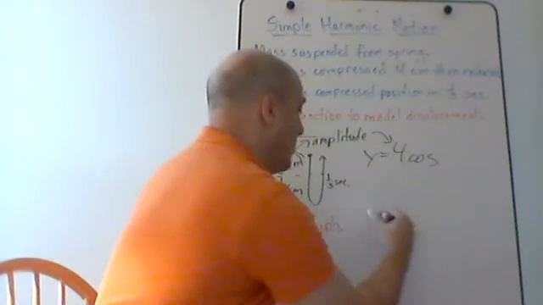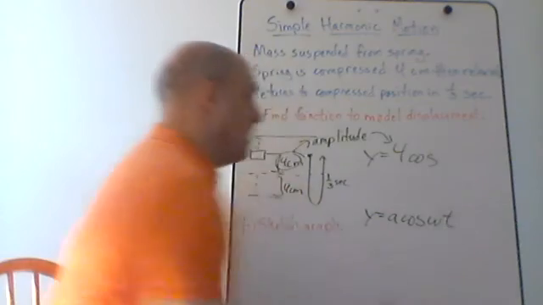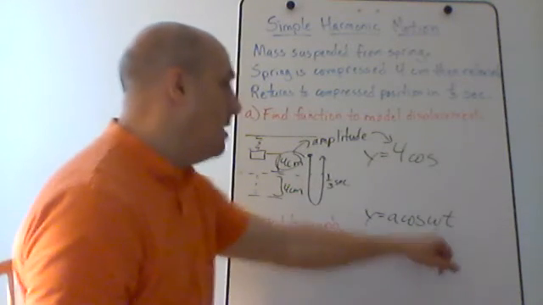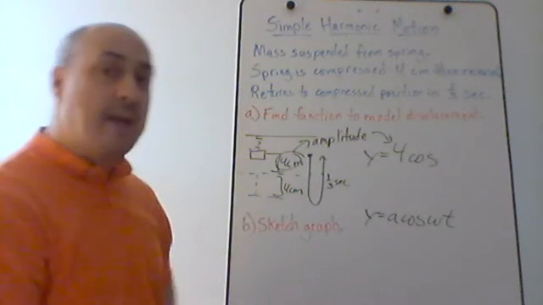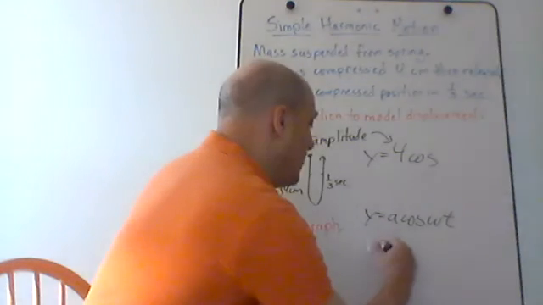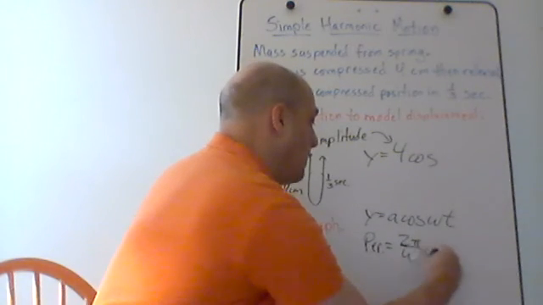Maybe I should put up the actual formula here. It's y equals A cosine omega t. The A is our amplitude, which we just talked about, that's our 4, and then we have to put in an omega here. Remember, the omega comes from the period of my function, and the period is equal to 2 pi over omega.